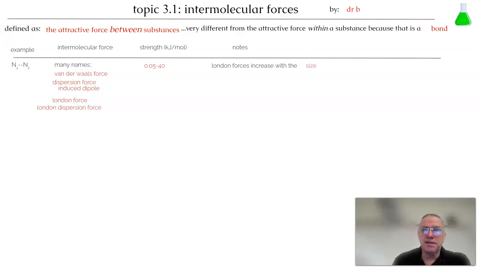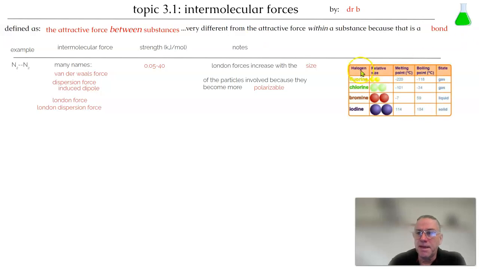And they increase with the size of the substance in question, because larger substances become more polarizable. Have a look at this table as we go from F2 up to I2. The melting points and the boiling points consecutively increase. That's because we have to either make those solid intermolecular forces become fluid if we're going to a liquid, or become completely separate if we're going to a gas. And these big substances are more polarizable.